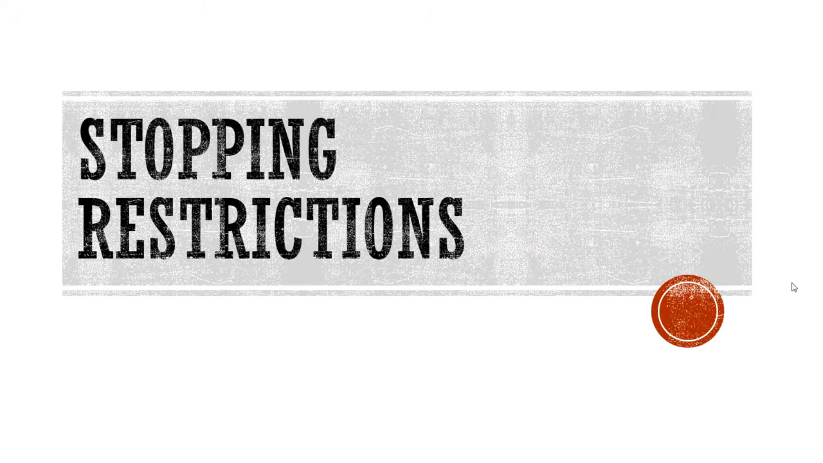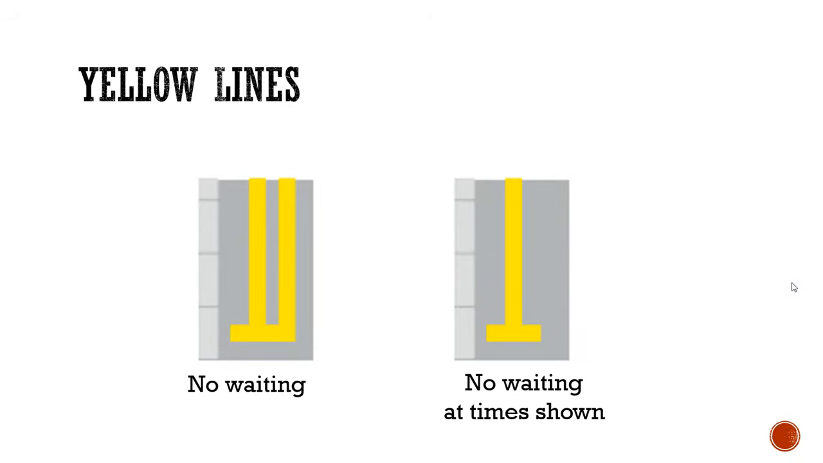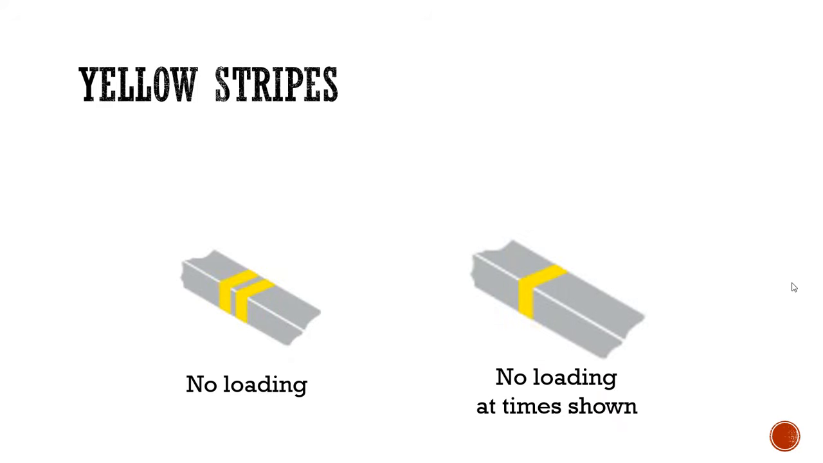You've then got a lot of stopping restrictions, and you have to know all of these. So the most common ones that you'll see are yellow lines, which is no waiting if you've got a double yellow line, and a single yellow line is that there is no waiting at the times shown. So there are specific times in which that single yellow line operates, and there should be an associated sign that says the times.